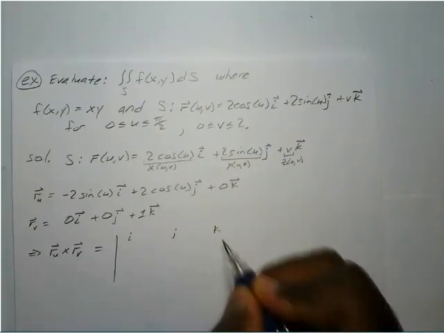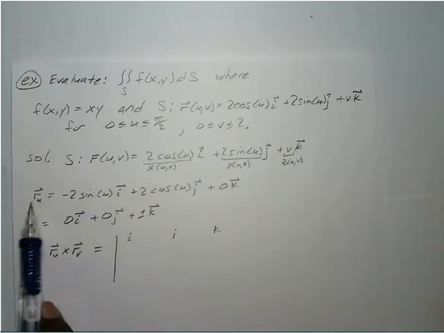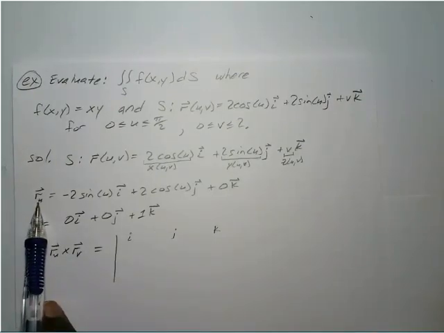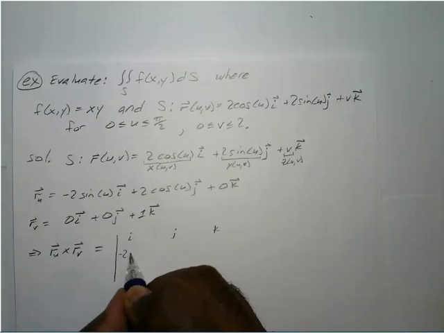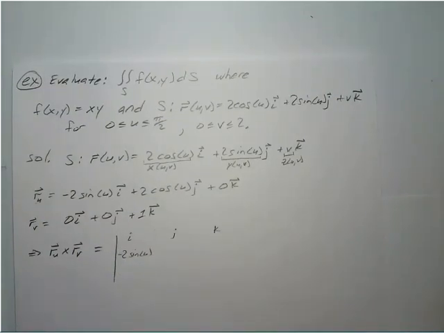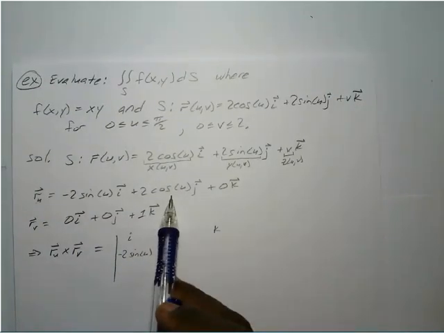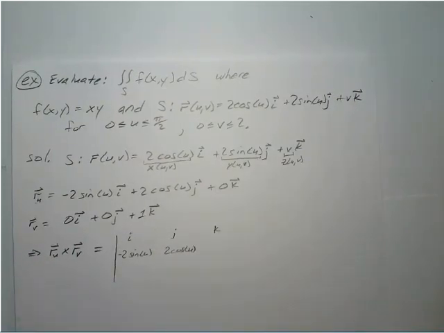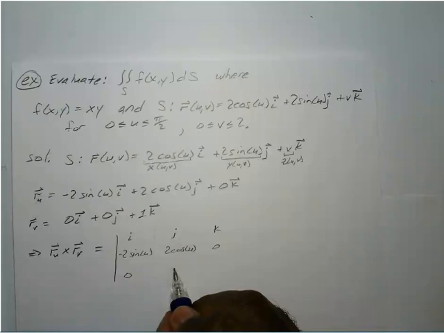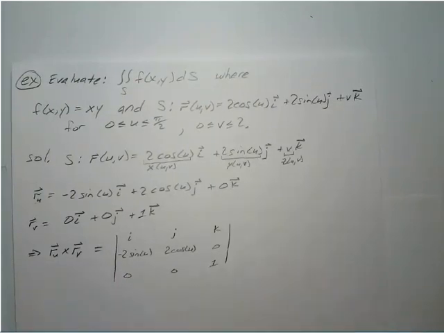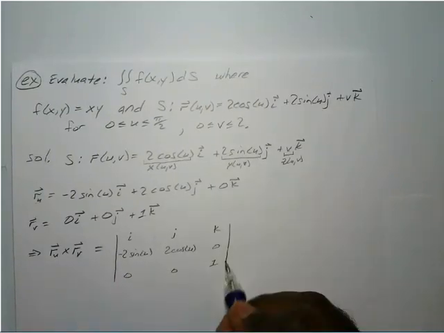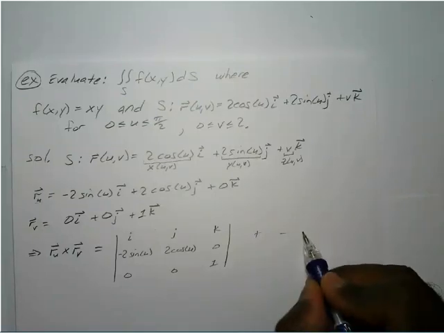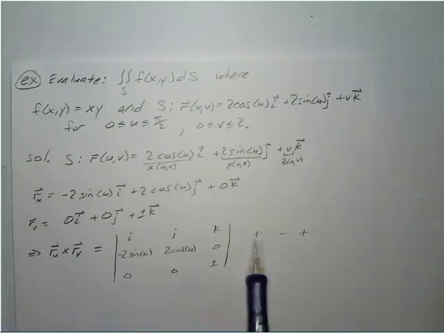and your K. Your second row is your partial with respect to U, so that's negative 2 sine of U, 2 cosine U, and 0. And our third row is our partial with respect to V, which is 0, 0, 1. Okay, now if you remember, it's plus, minus, plus, or positive, negative, positive.